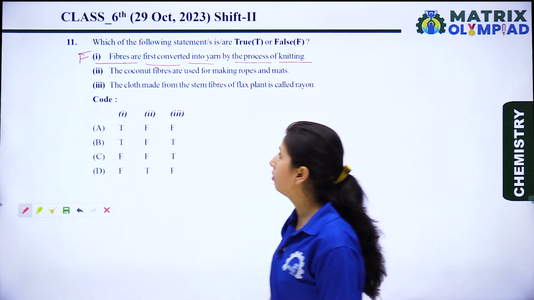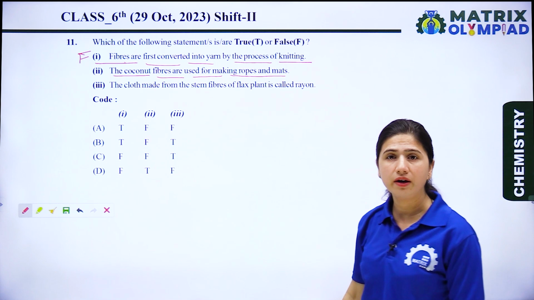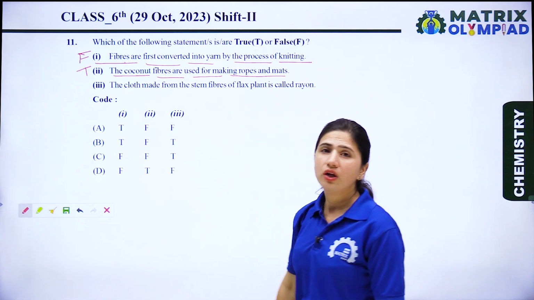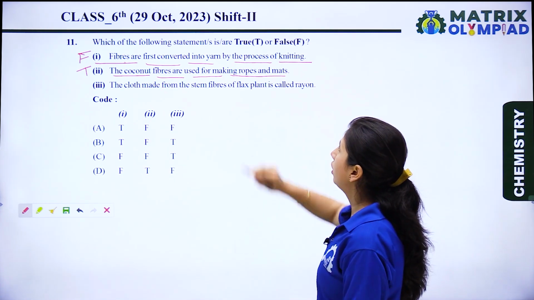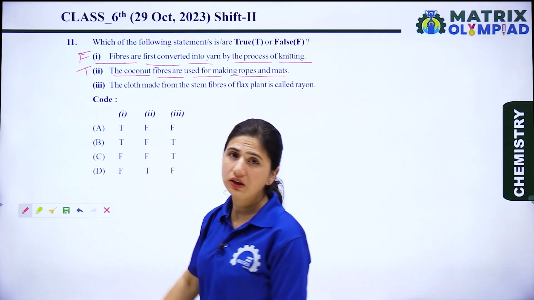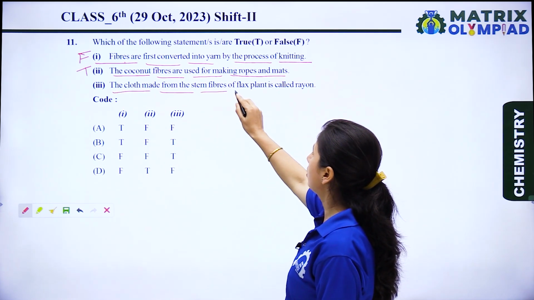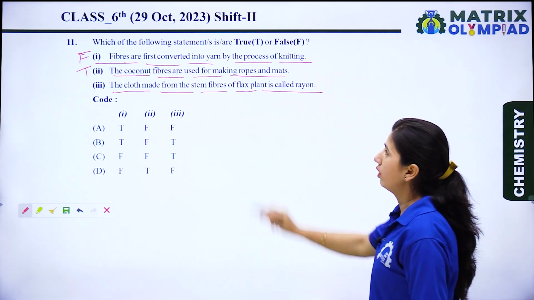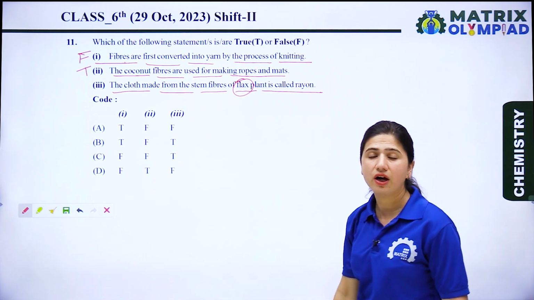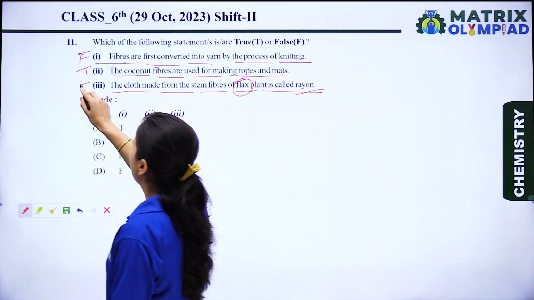Now let's see the second statement. The second statement is: coconut fibers are used for making ropes and mats. This is a completely true statement. The mesocarp part of the coconut is generally used in the formation of ropes, mats and doormats, these types of substances. Now let's see the third statement. The third statement is: the cloth made from the stem fibers of the flax plant is called rayon. No. The cloth made from the stem fiber of flax plants is known as linen, not rayon. So this is a false statement.